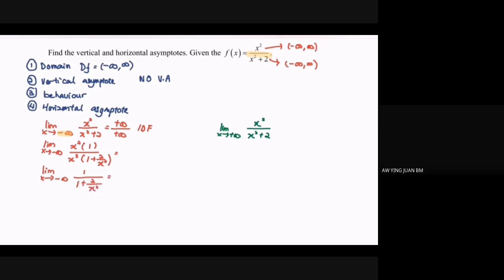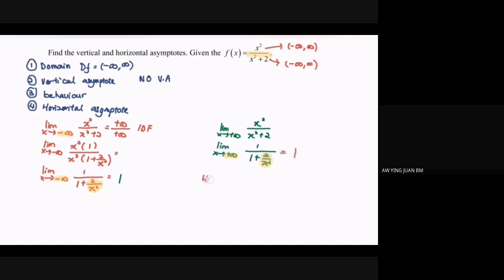So from here, if we substitute negative infinity into this part, we will obtain 0. So finally, our answer will be approaching 1. Next, repeat the same situation. Limit when x approaching positive infinity. So we will have 1 over 1 plus 2 over x squared. So for this situation, substitute the positive infinity into this part and we will have 0. So finally, we will approach 1 as well.